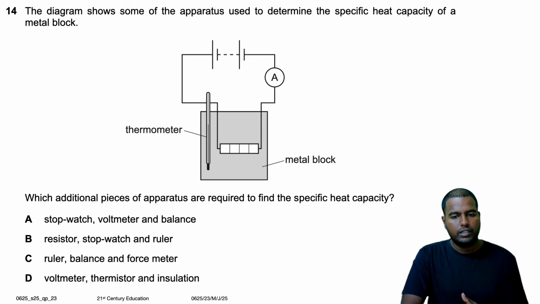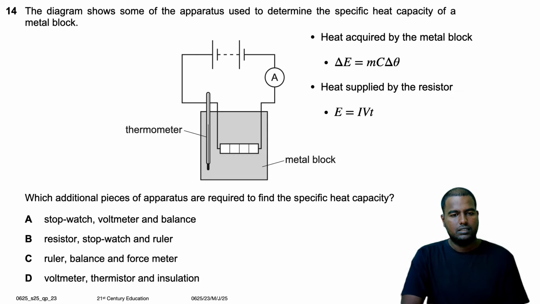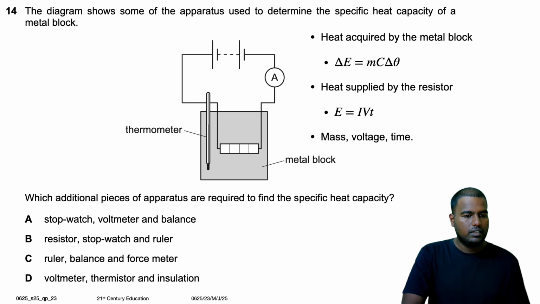What's the heat acquired by the metal block? Given the specific heat capacity of the metal block, we know that E is mc delta theta. Then heat supplied by the resistor, we know that E is IVt. So we have the thermometer already there in the circuit, and the ammeter already there in the circuit to measure the current. What else do we need? We need to measure mass, voltage, and time, m, V, and t. So we need a stopwatch, voltmeter, and balance.